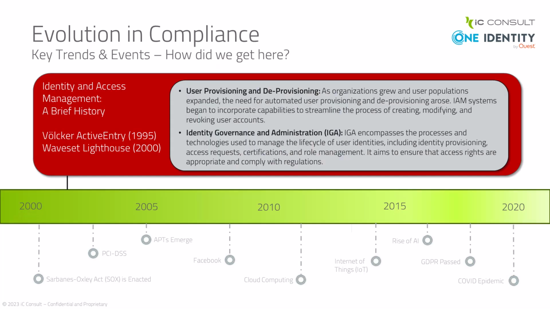Yeah, so right around this time in the early aughts, and actually the late 90s even, there was the start of what we call identity governance and administration products, or what would become the IGA products. So in 1995, we actually had a product come out by a company in Germany called Völcker. The product was named Active Entry, and that was probably one of the early comprehensive provisioning products that came out, and was followed in 2000 by Waveset Lighthouse. Fun fact is that Völcker was eventually purchased by Quest Software, and that product, Active Entry, is now what has become the One Identity Manager product.